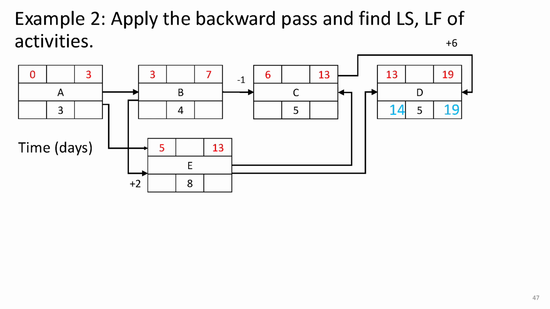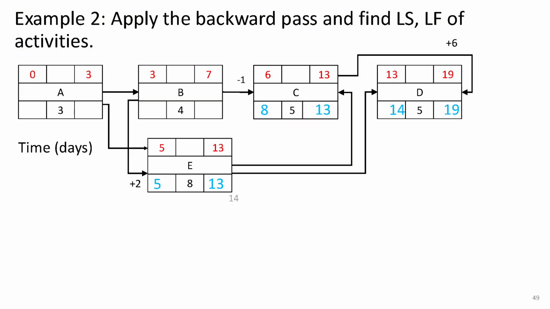At this point, we have a choice. Should we go to activity C or activity E next? Let's say we want to do E first. However, the finish of E depends on the finish of C, but we don't know the late finish of C yet. That means we cannot do E right now, so we need to calculate C first. The finish of C is determined by the finish of D. So we take 19 and subtract the lag time of 6 days. And that gives us a late finish of 13 for C. Since C lasts for 5 days, its late start is 13 minus 5, which gives us 8.